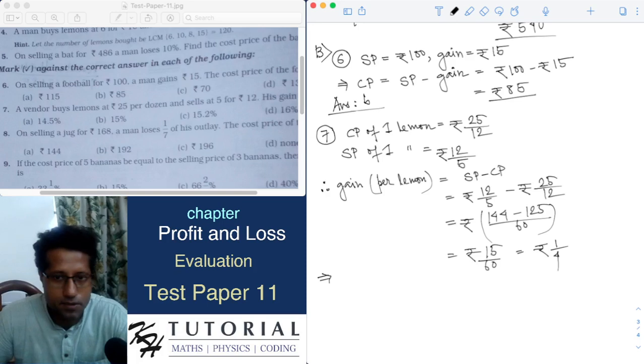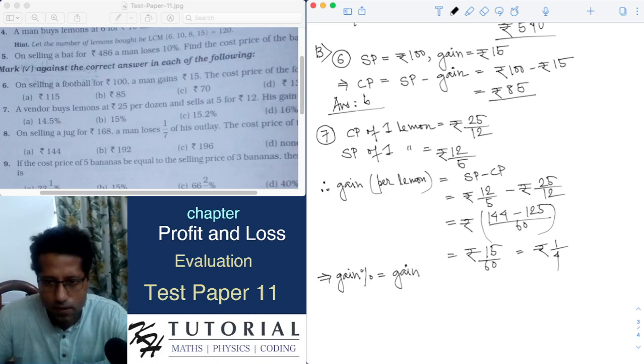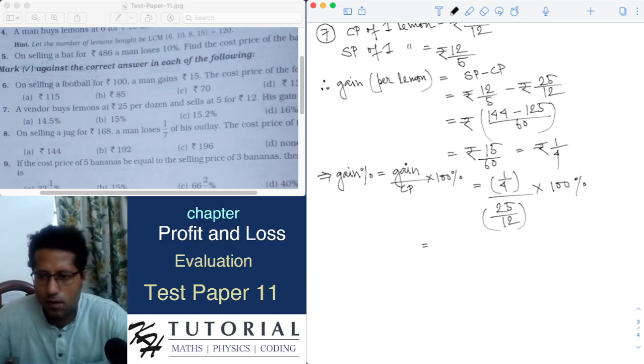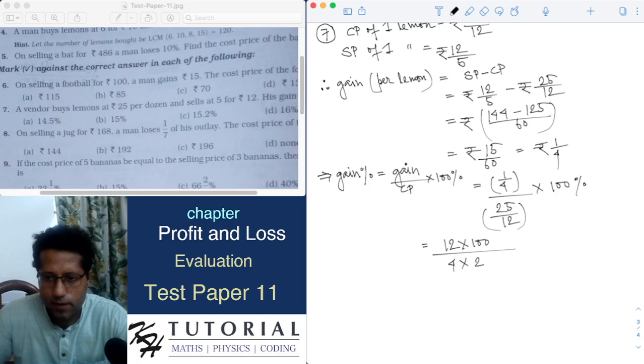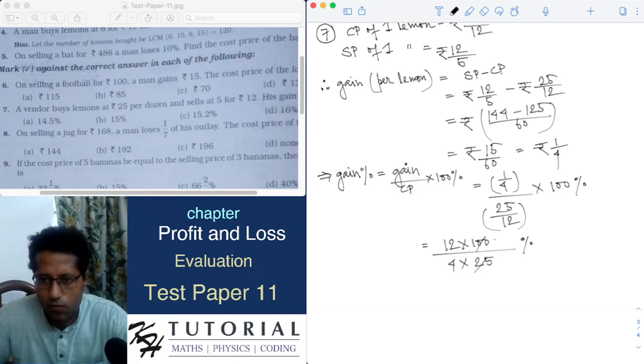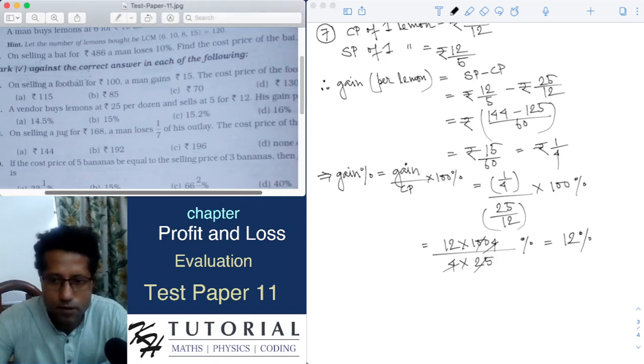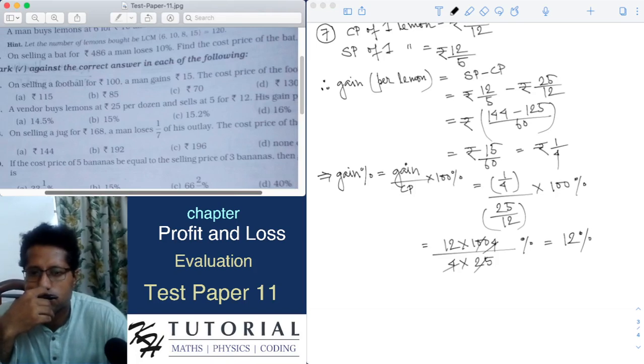Now we have to find the gain percent. Gain percent equals gain by cost price multiplied by 100. So the gain is 1 by 4 and the cost price of 1 lemon is 25 by 12. This is multiplied by 100, which equals 12 into 100 divided by 4 into 25 percentage. This 4 cancels out. So this is 12%. So gain percent is 12, and we do not have any choice. This means I have done some calculation mistake. Let's see.